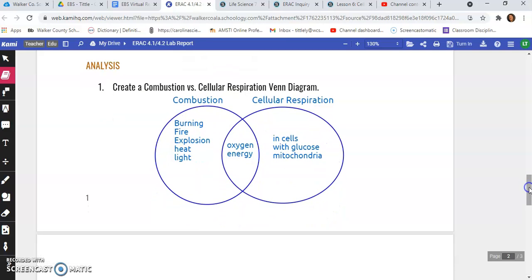Okay, when you get through with that, then for your analysis, you were supposed to compare combustion and cellular respiration. Here are a few things we came up with in class. You can pause the video and use that to help you with your Venn diagram. We used the shapes tool to make our circles, and we just made our circles overlap. It's okay if your circles are not the same exact size or shape.